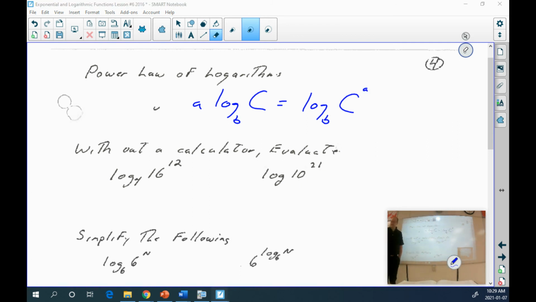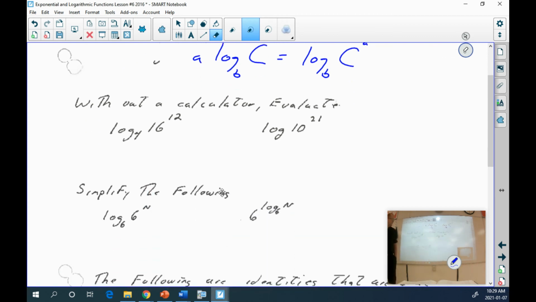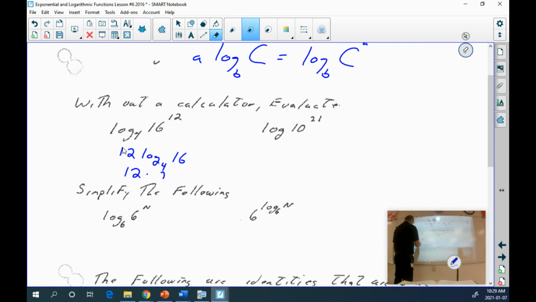Now, this is where it's useful to us. I don't want to do this. I really don't. 16 to the 12 is a really big number. But by using the laws of logarithms, I can shape down my exponent. And I've got 12 times log base 4 of 16. I can evaluate log base 4 of 16. Log base 4 of 16 is 2. So this works out to be 24.